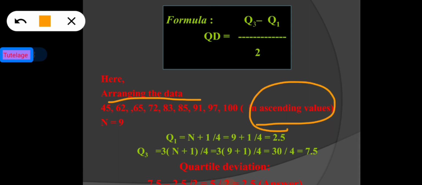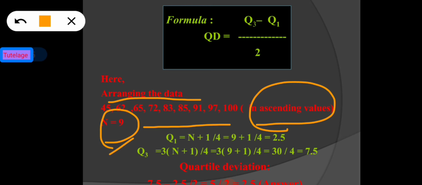So 45, 62, 65, 72, 83. So the whole series follows the ascending manner. Clear? And the total number of values in the series is equal to 9. So that means n equals 9.